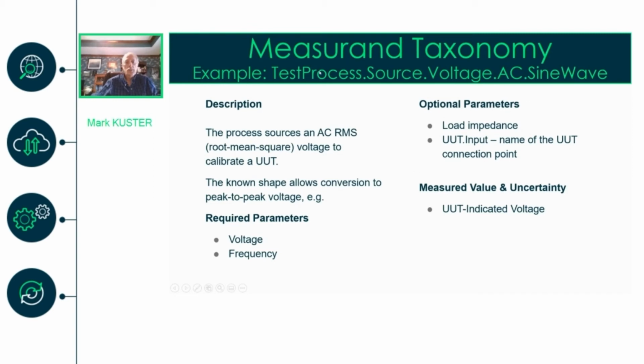Here we have a test process for sourcing voltage, in particular alternating current voltage in a sine waveform. So you have a basic description, the required parameters, in this case voltage and frequency, and optional parameters such as the load impedance of the unit under test and perhaps its connection point if it has multiple connections. As a result of this process, you have a UUT indicated voltage or perhaps its error relative to the reference standard produced along with its uncertainty.